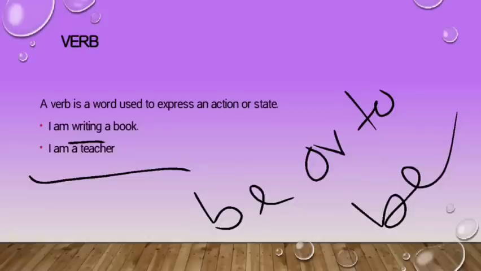I want you to notice a very big difference between these two sentences. Notice in the first sentence we are talking about a physical thing, because writing is something we do physically. But in the second sentence we are not talking about any physical action. We are just saying I'm a teacher. We call that a state, that means a situation. So verbs can show action or they can show state or situation.